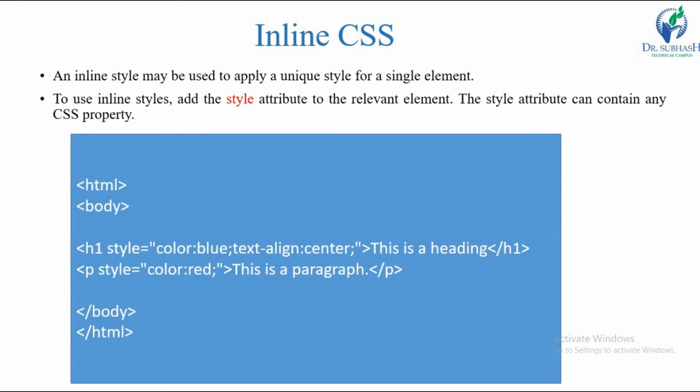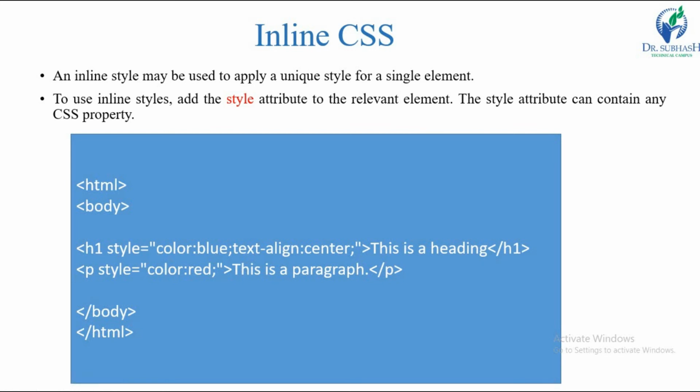In an HTML page you have so many elements. Suppose, for example, 5 paragraphs are there. Now if you want to change the style of one paragraph only, and you write that code in the internal style, then it will be applied to all these 5 paragraphs. So what you need to do in that case is apply a style to that particular element inside the body tag, right? To use an inline style sheet, add the style attribute to the relevant elements.